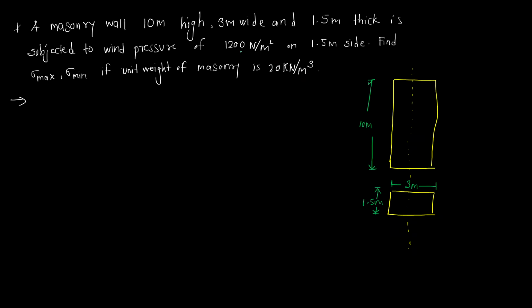Now it is subjected to wind pressure of 1200 Newton per meter square. So there is a wind pressure here which is acting, and the intensity of this is 1200 Newton per meter square. Now what we have to do? We have to find out the resultant wind force, capital P. And one more thing is given, unit weight of masonry is 20 kilonewton per meter cube. So let's start the problem now.